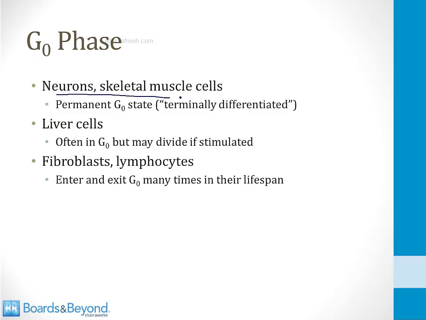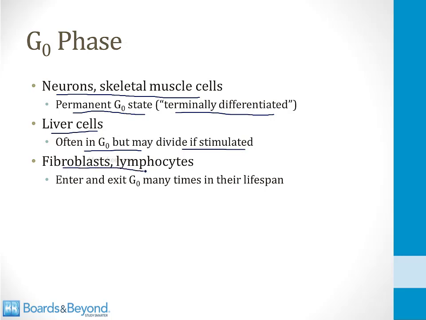For example, neurons and skeletal muscle cells are in a permanent resting G0 state. They are said to be terminally differentiated. They do not divide into daughter cells. Liver cells are usually in a G0 state, but they can divide if stimulated. You may know that the liver is a very regenerative organ, and if there is damage, liver cells can begin to divide and regrow the liver.